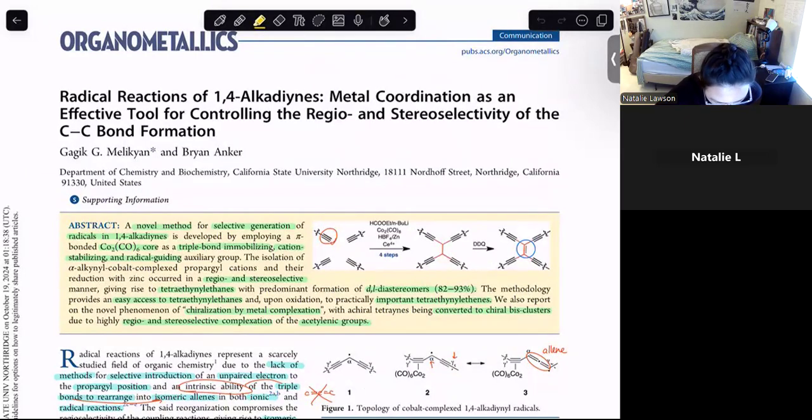This occurred in a regio and stereoselective manner, giving rise to tetraethylenoletanes. So that's what we see with the formation of DL diastereomers, 82 to 93%. Easy access to tetraethylenoletanes. Novel phenomenon of chiralization by metal complexation. Highly reductive complexation of the acetylenic groups.